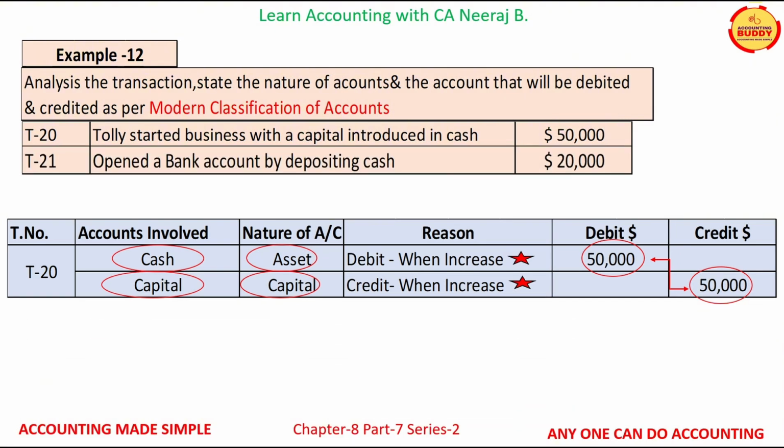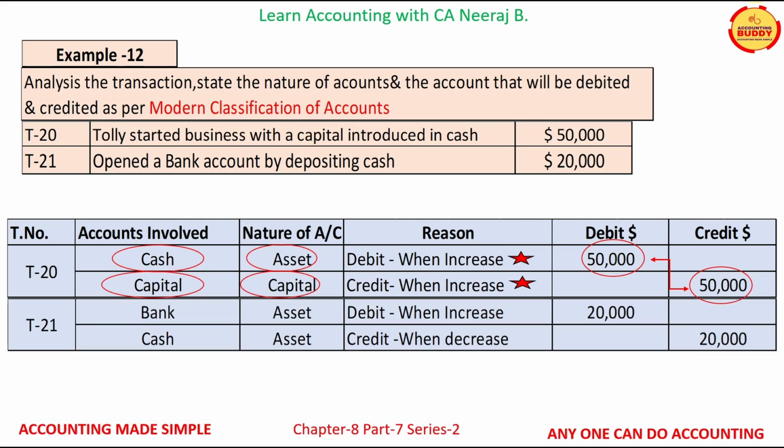Transaction T21 is a bank account is opened by depositing cash amounting to $20,000. The two accounts which are affected by this transaction are bank account and cash account. Under modern classification of accounts, both cash and bank account are assets. The rule of debit and credit is debit when assets increase and credit when assets decrease. Therefore, this business transaction is recorded for $20,000 by debiting bank account and crediting cash account.